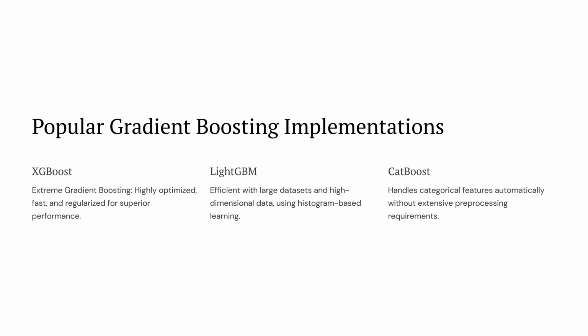There are three popular gradient boosting tools. XGBoost is fast and highly optimized for top performance. LightGBM works best for large and complex datasets, and CatBoost easily handles categorical data with minimal preprocessing.